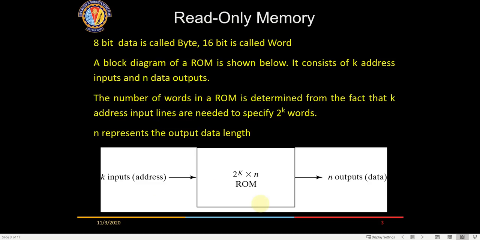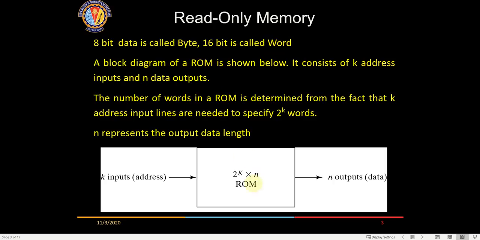Okay, so now first we will tackle read only memory, which is known as ROM also. To begin with, let's distinguish what is a byte and a word. An 8-bit data is called a byte and 16-bit is called a word. Most of the processors were initially 8-bit, and then we graduated to 16-bit processors, and now we have even 32-bit processors, which are known as the double word.